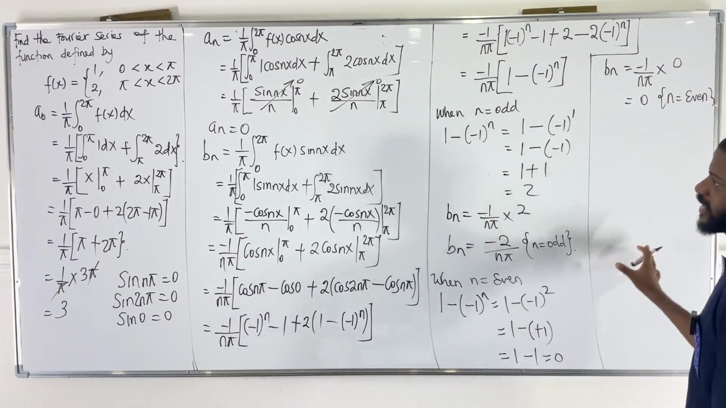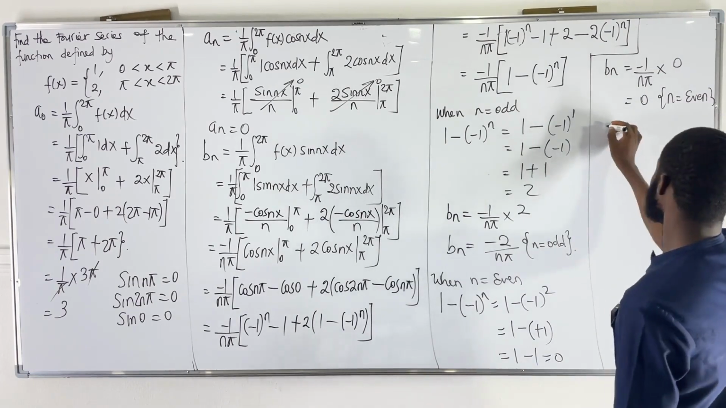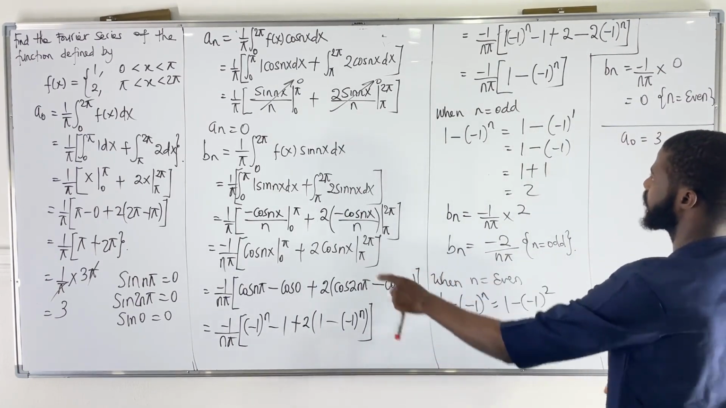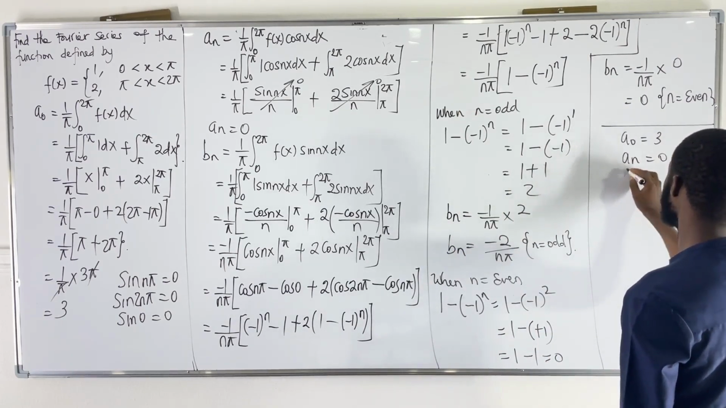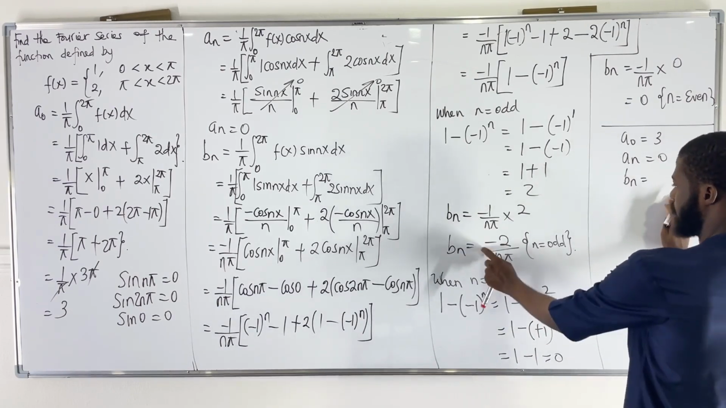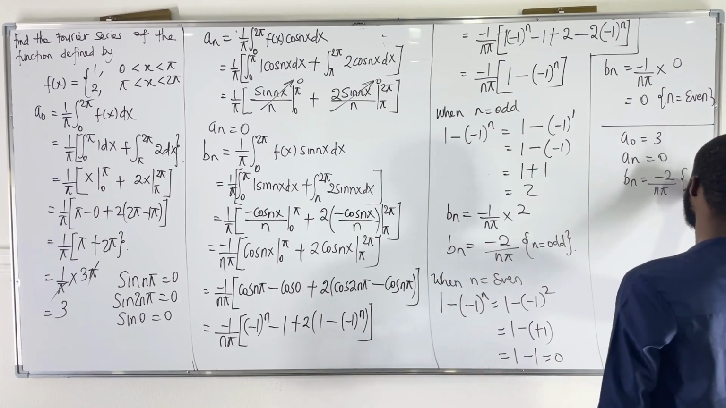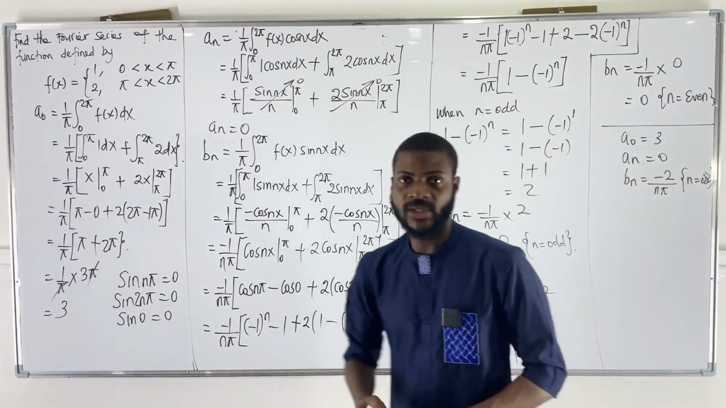Now let me put my answers here because I'm going to wipe the board. So a naught is equal to 3. A sub n is 0. Then b sub n is minus 2 over n pi, where n is odd, and then is 0 otherwise. So let me wipe the board.